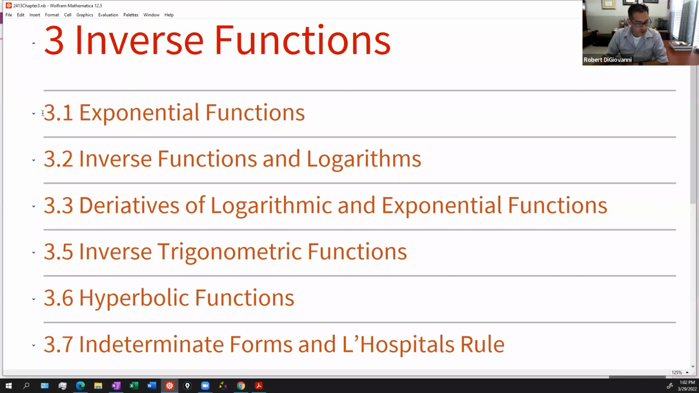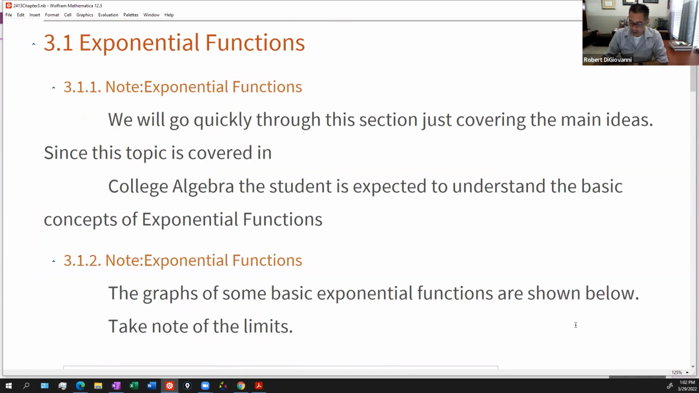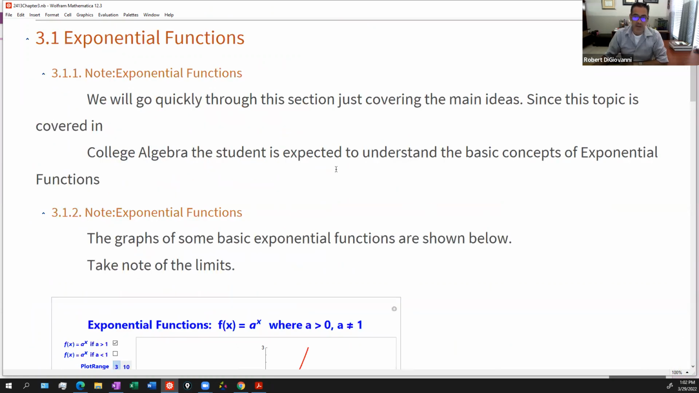So chapter 3, we're going to start out with 3.1. We're going to quickly go through this, that's what I say here in the notes, because this is a review. If you feel at all that you don't remember any of this, then you're going to need to go back and take some time to review.